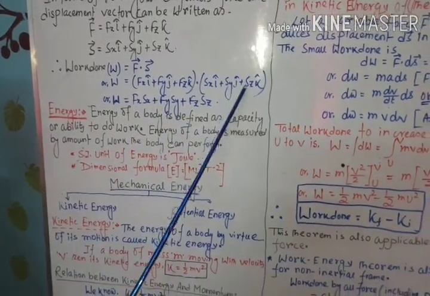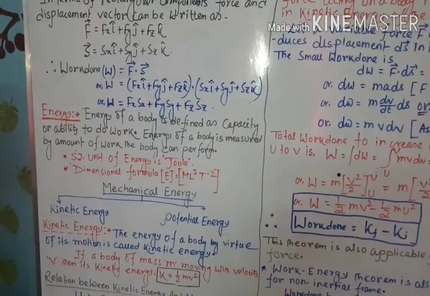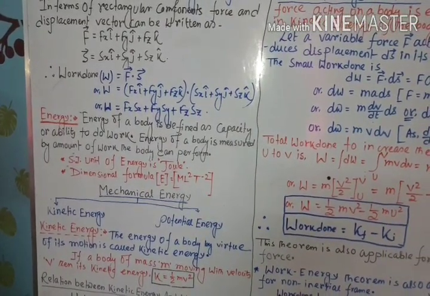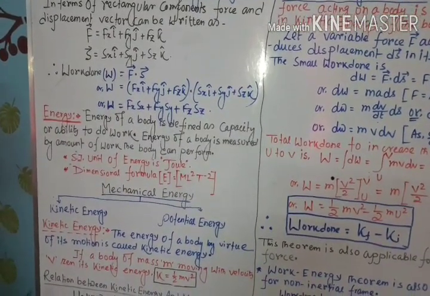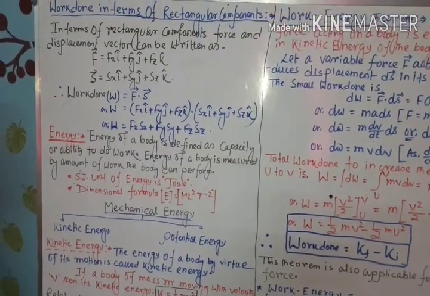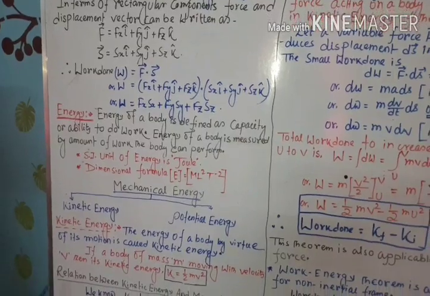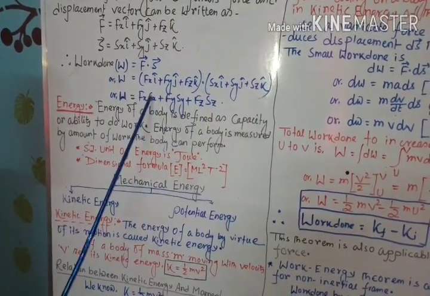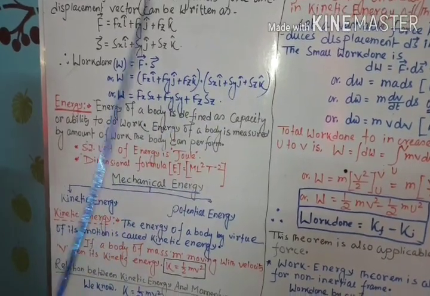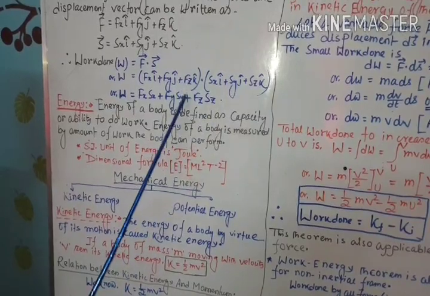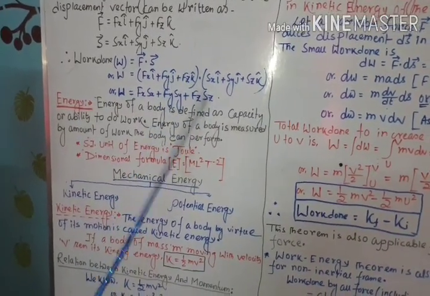Now whenever you want to perform the dot product of two vectors, you have to remember that the dot product among the same orthogonal unit vectors is 1, but among different orthogonal unit vectors is 0. So after performing the dot product, you get Fx Sx plus Fy Sy plus Fz Sz. So this is the expression for work done in terms of rectangular components.